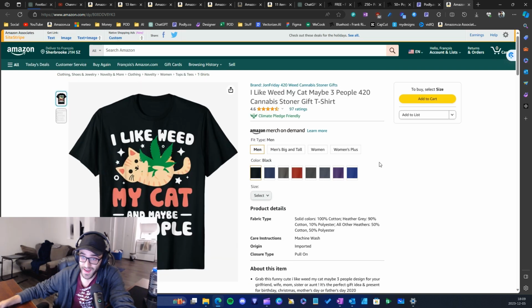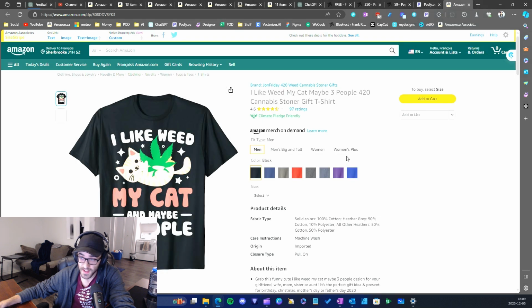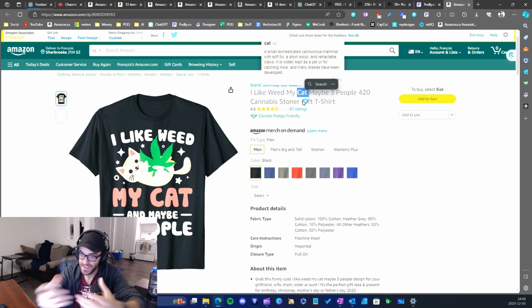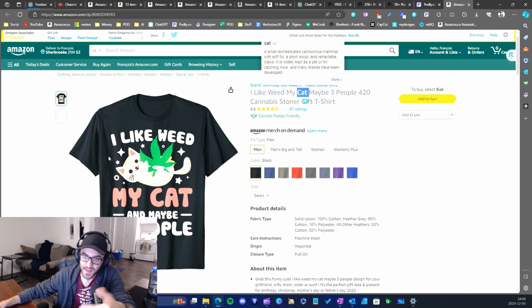And so here I have a design. It's not mine, but it is actually a bestseller right now. And the design says, "I like weed, my cat, and maybe three people." Okay, so basically, this designer that created this decided to cross the niche of weed and also the niche of cats. So by combining these two niches, he creates something unique. Now there's a cat playing with weed.